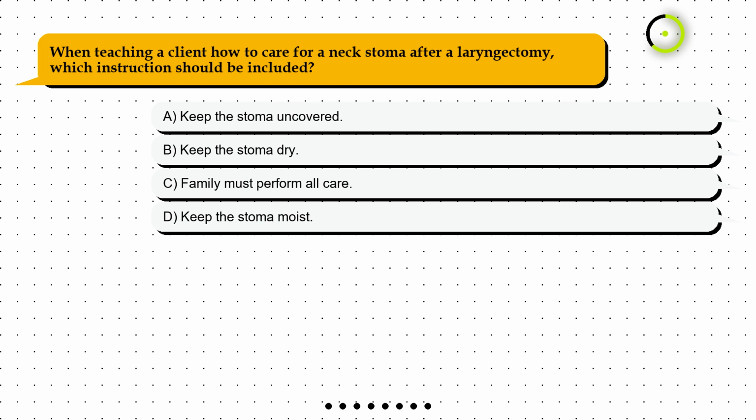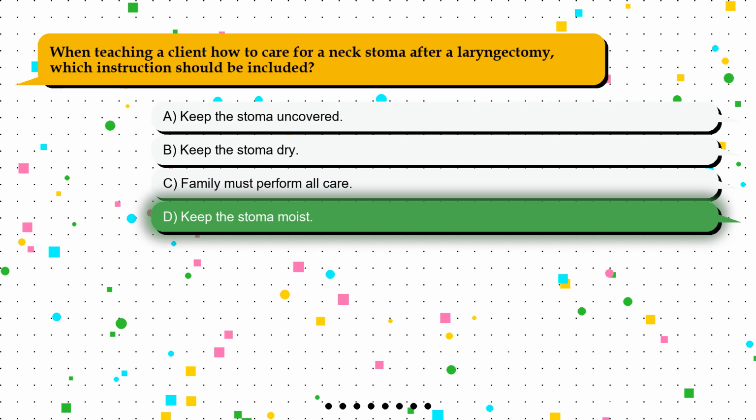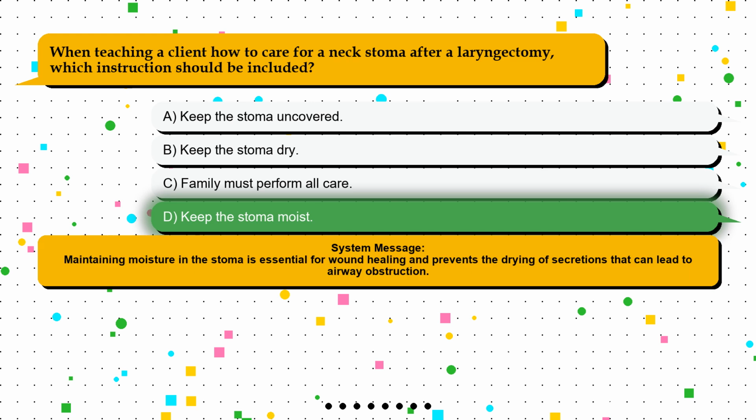be included? Option A, keep the stoma uncovered. Option B, keep the stoma dry. Option C, family must perform all care. Option D, keep the stoma moist. The correct answer is option D, keep the stoma moist. Maintaining moisture in the stoma is essential for wound healing and prevents the drying of secretions that can lead to airway obstruction.